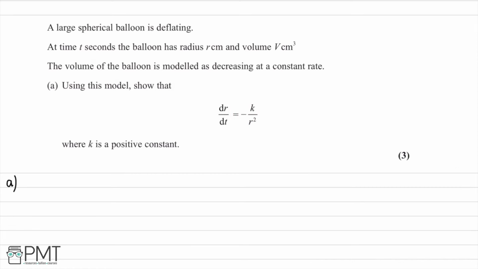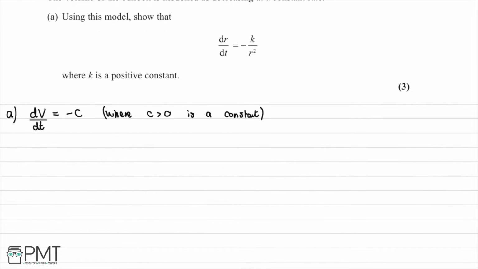So what are we going to do first? We're told that the volume of the balloon is modeled as decreasing at a constant rate. So we know this is the volume, so we're going to have the change in volume with respect to time. And that's going to be equal to, let's say, negative c, where c is a constant and it's going to be greater than 0. So just put that in brackets there. So just writing that down, we're told that we have a change in volume with respect to time, and we know it's negative since it is decreasing at a constant rate.